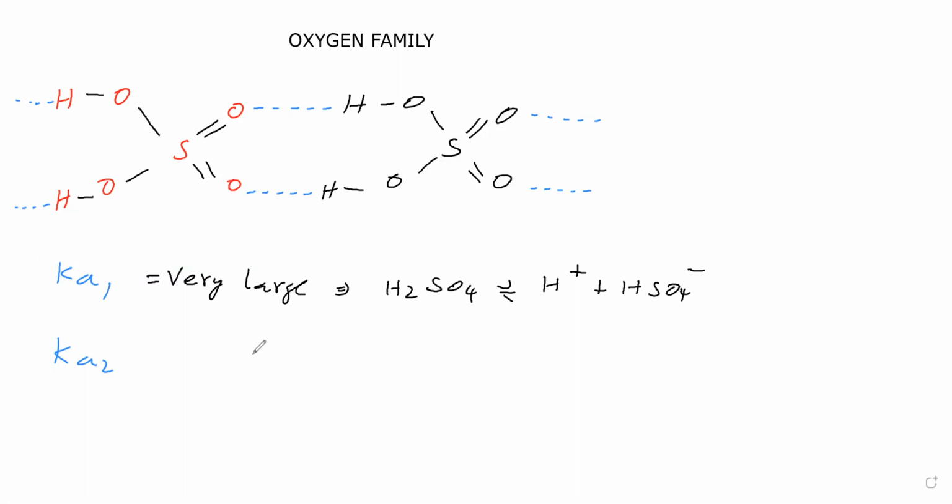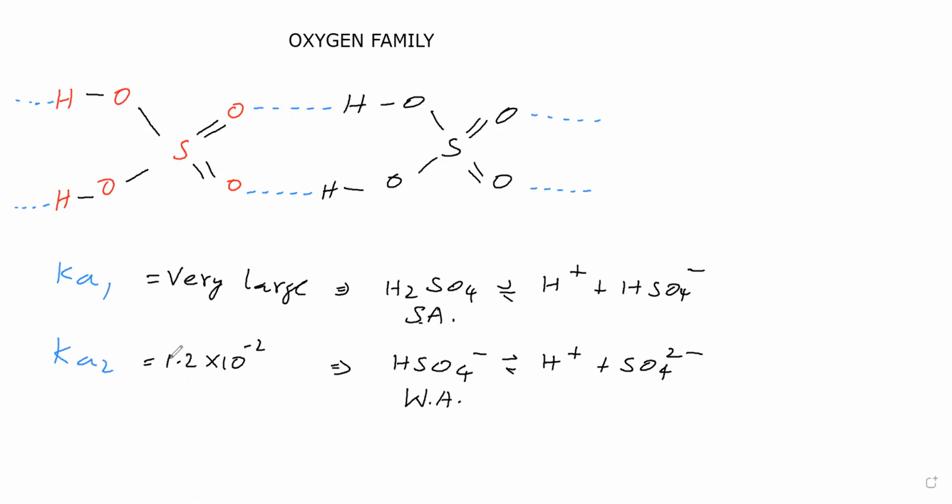Ka2 is 1.2 into 10 power minus 2. Therefore, bisulfate will not undergo complete ionization. Bisulfate comes under weak acid, whereas sulfuric acid is a strong acid. So we can say sulfuric acid is a strong acid, whereas bisulfate is a weak acid because Ka is 10 power minus 2. Sorry.